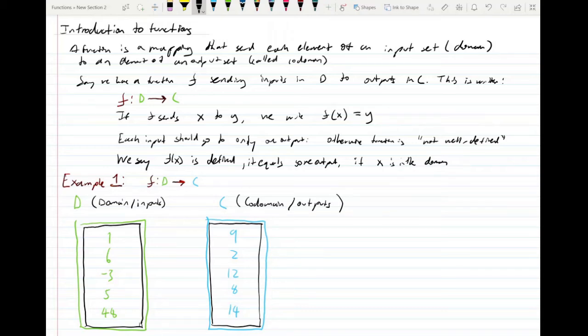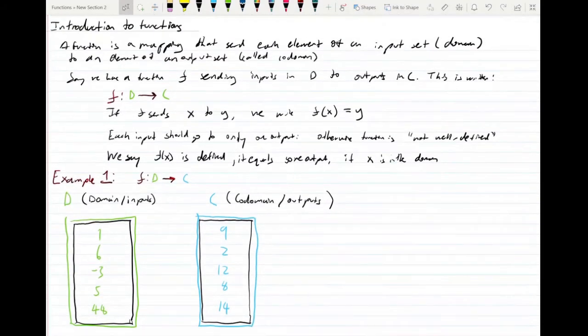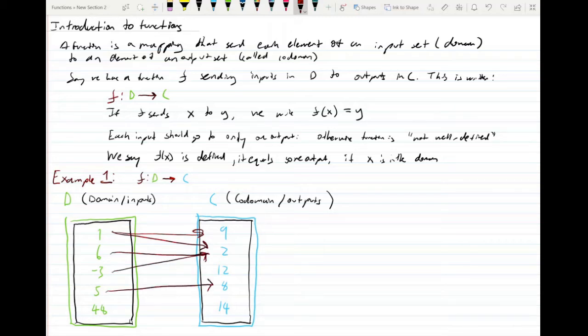Now this will all make more sense with an explicit example. So let's say we have this example here, f from D to C, where D is the stuff in this green box here, and C is the stuff in this blue box here. And we'll have our mapping be this. Now this function is not well defined because 1 goes to both 9 and 2.